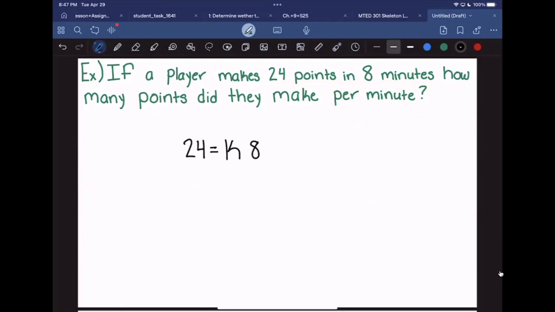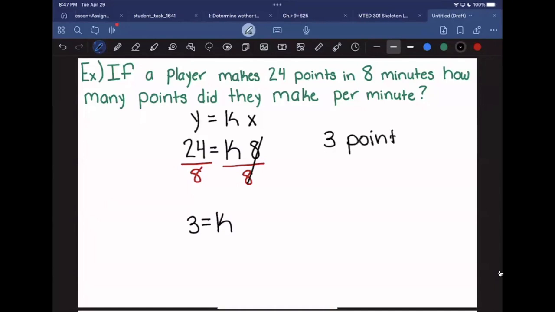So there's our equation, and it comes from y equals kx, and then we can solve. So we can divide both sides by 8. 24 divided by 8 is 3. Thus, our constant of proportionality is 3. And the player makes 3 points per minute. Okay, and then we can move on to our next problem.